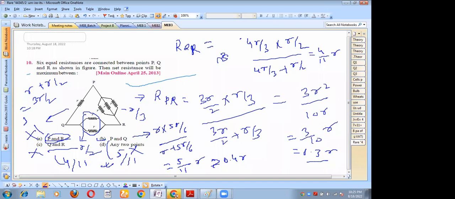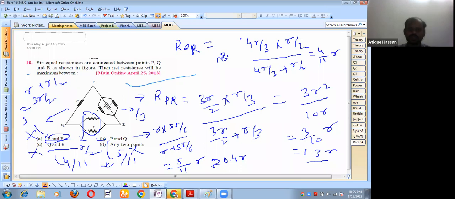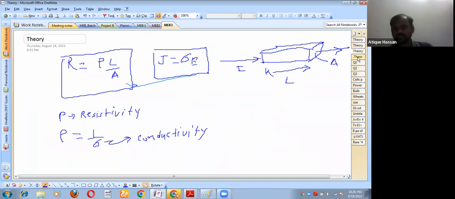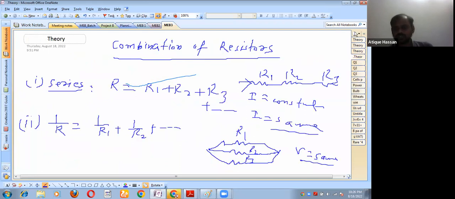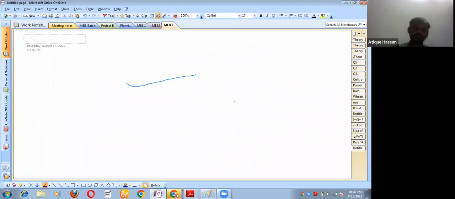Yes, sir. So this is a JEE Main 2013 question. Now we will do two basic theory, and based on that we will do questions in the next class. I will give you a brief idea of the basic question, combination of cells.